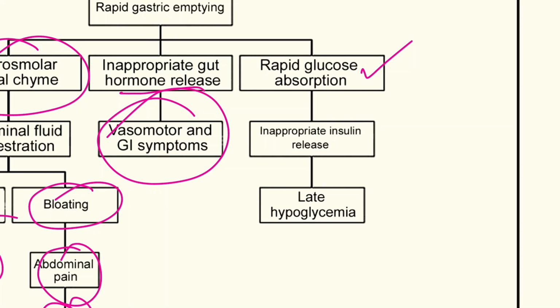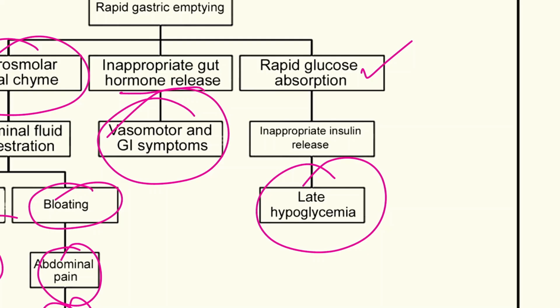So we get crazy fluctuations in glucose, which lead to high amounts of insulin. And if you have a high amount of insulin, you get that sugar crash later on. And that's what the late hypoglycemia is talking about. So sugar management is very hard.